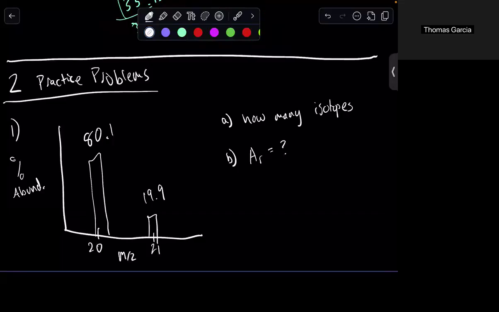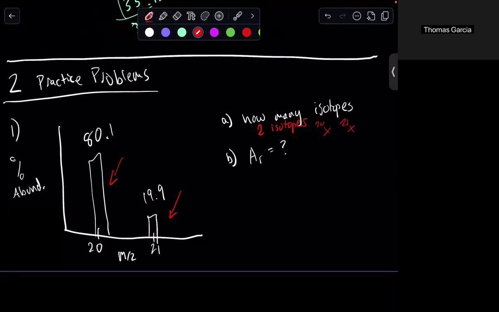So you can pause it now, and I'm going to go over the answer in three, two, one. Well, clearly we have two peaks. This is not diatomic because we don't have two sets of peaks. So there are going to be two isotopes, our element X20 and our element X21. What am I doing?